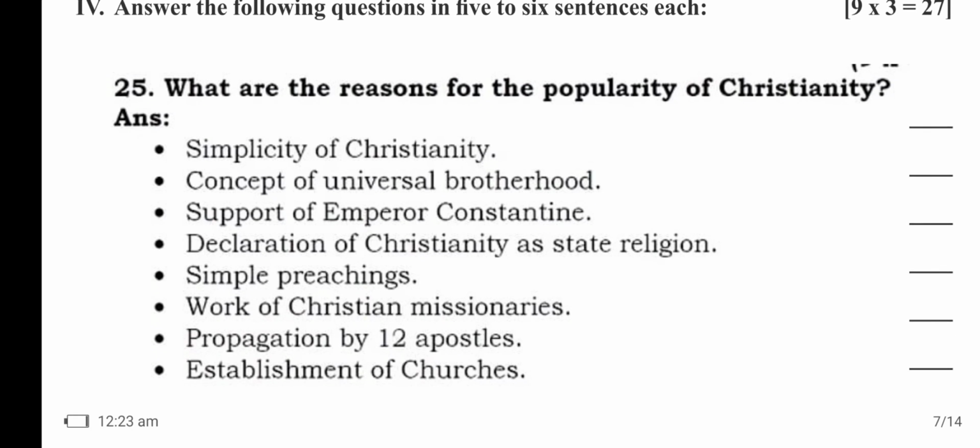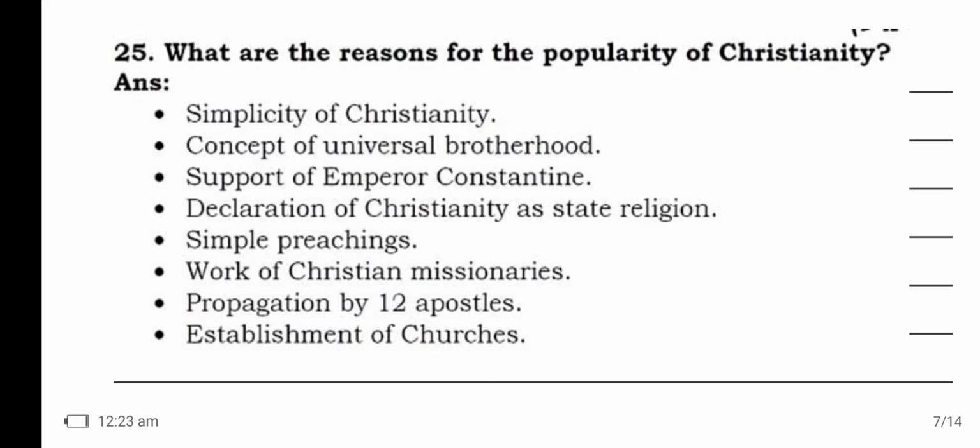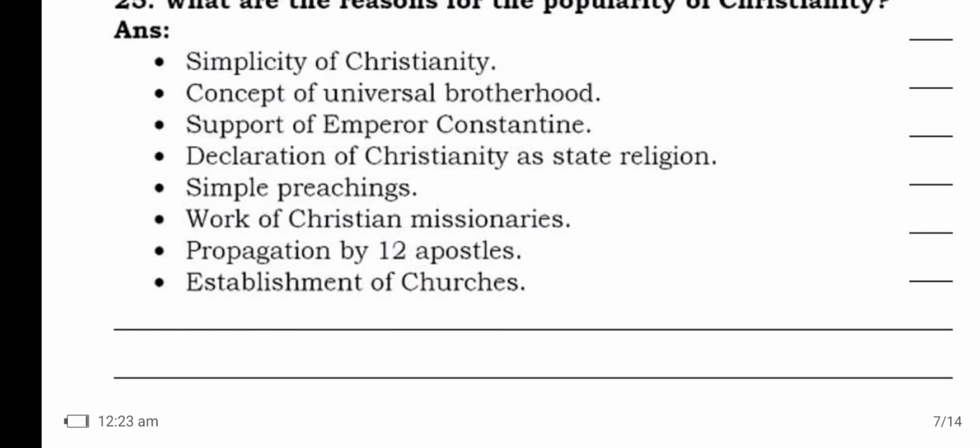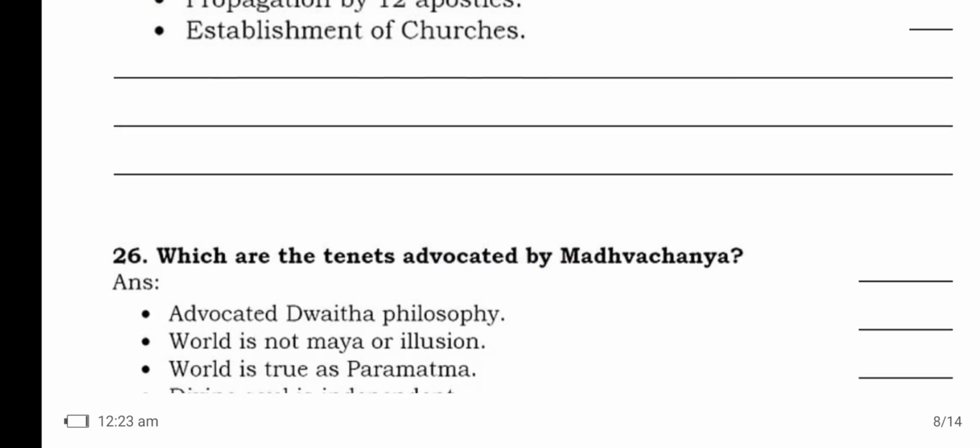What are the reasons for the popularity of Christianity? Simplicity of Christianity, concept of universal brotherhood, support of Emperor Constantine, declaration of Christianity as state religion, simple preachings, work of Christian missionaries, propagation by the 12 apostles, establishment of churches.